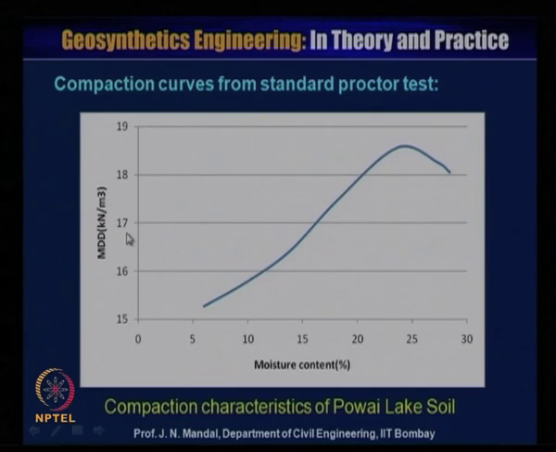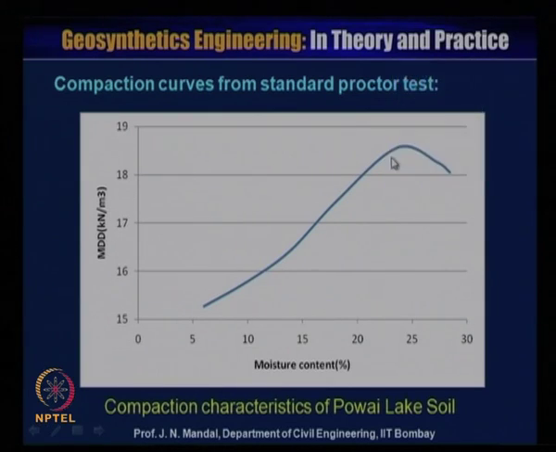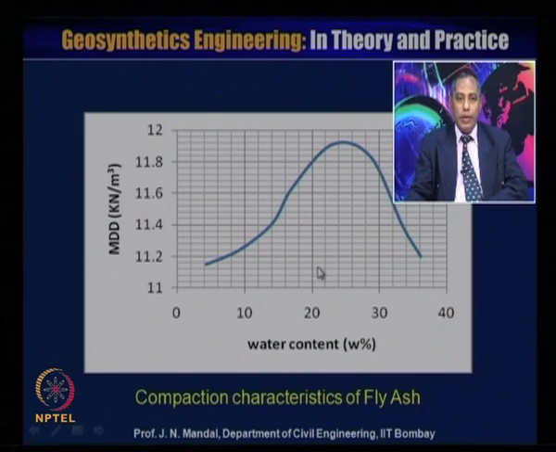This is the compaction characteristics of Powai lake soil. This is the maximum dry density versus the moisture content. So, you can calculate the optimum moisture content and the corresponding maximum dry density. This is the compaction characteristics of the fly ash. This is maximum dry density versus water content. So, you have the water content and the corresponding maximum dry density.